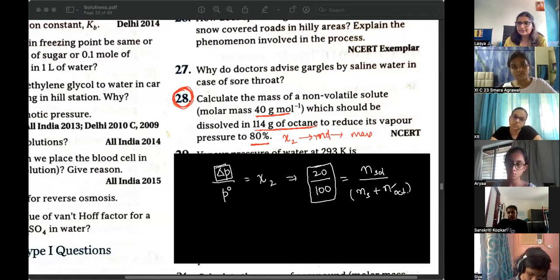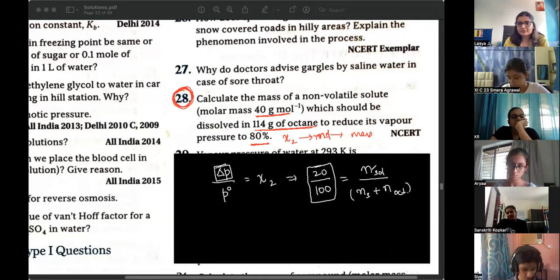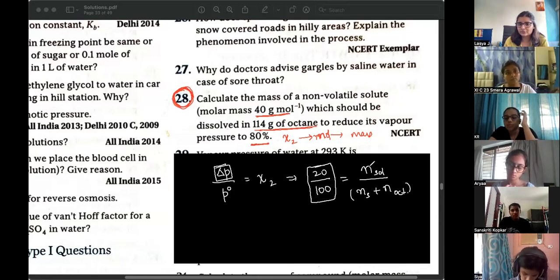Kaveri, Arya. Okay. Now, do we know the number of moles of solute? We don't know. That's what we need to find out. So that once we have the number of moles, we can calculate kitna mass chahiye, because we have the molar mass. So this is known.